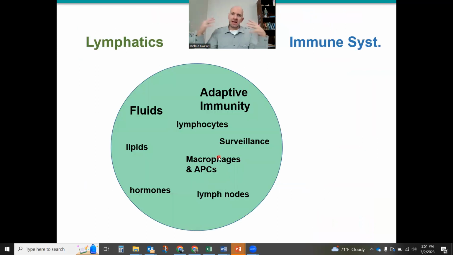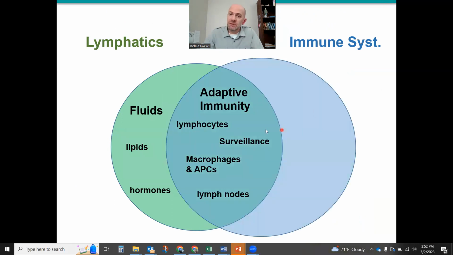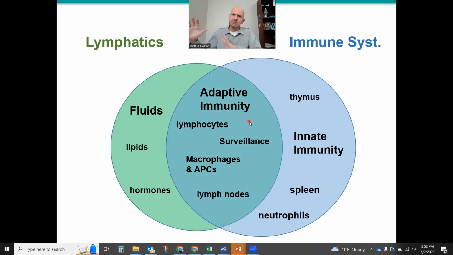All right. So again, back to this concept of the lymphatic system and the immune system are so closely associated that we treat them together in one chapter. So when we think about lymphatics, these are the topics that we're going to be talking about. Fluids, macrophages, lymphocytes, lipids, hormones. And then we have the immune system. And so there's parts of the immune system that are not part of the lymphatic system, like the thymus.